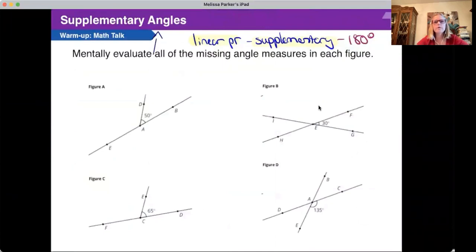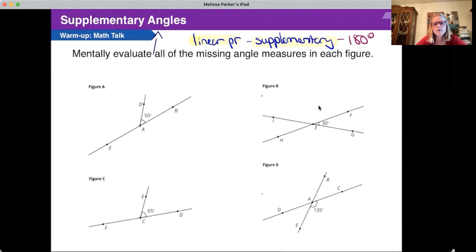All right, our bell ringer is on supplementary angles. Now, these are previous lessons. This refers to the previous lessons we've been doing for about 2 days concerning angle relationships. So we've learned about linear pairs and supplementary angles. We've learned that they add up to 180 degrees. So using this previous knowledge, mentally evaluate all of the missing angle measures in each figure. I will give you about 3 minutes to complete this task.